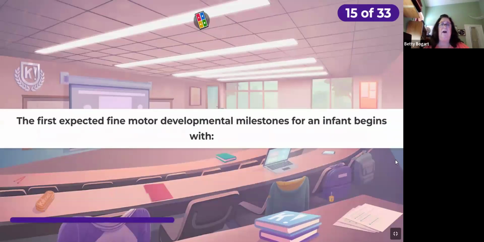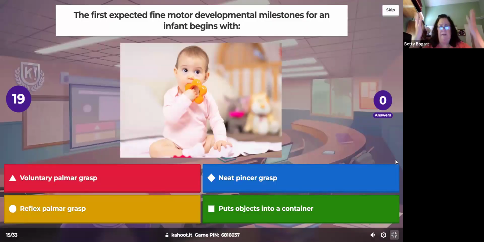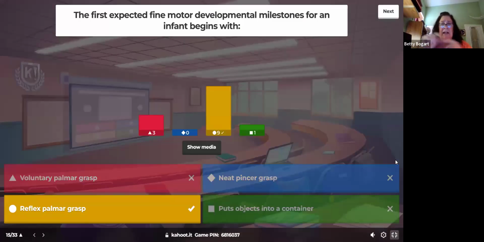The first expected fine motor development with infants begins with what? And as I said, it starts out with the grasp, right? The first thing they can do is usually, mommy sticks her finger in them when brought to them, and the little baby all of a sudden grasps their hand. And it's actually a reflex. They don't do it by themselves at first. It's a complete reflex.